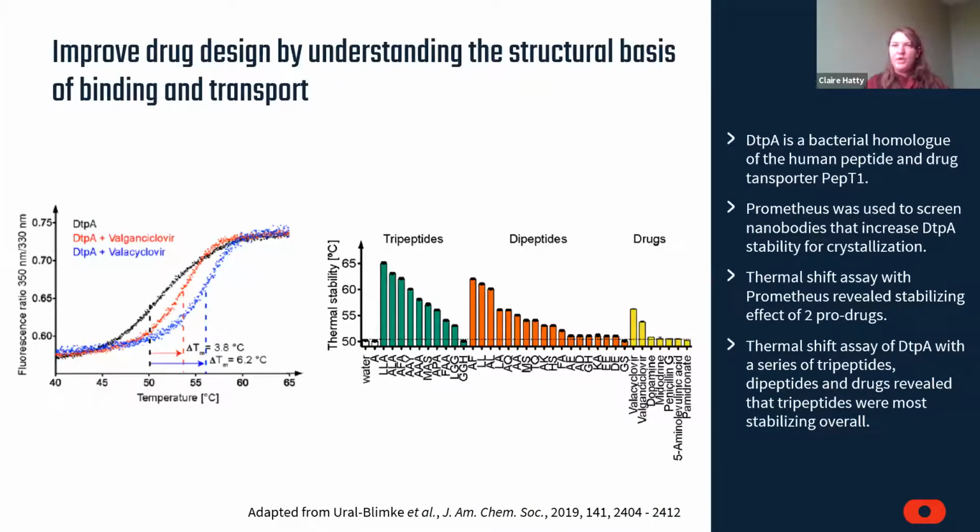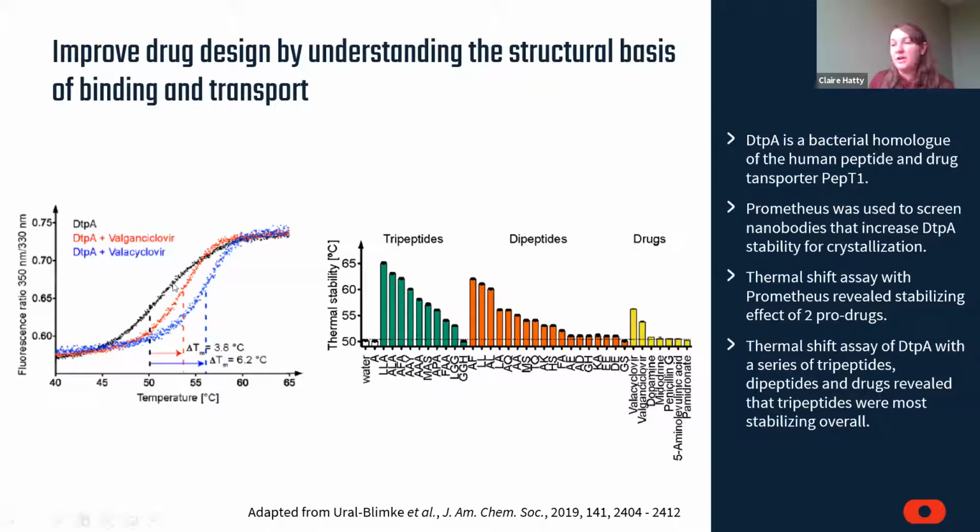In this next example, it uses both NanoDSF, which is a technique for measuring protein unfolding, and MST to help understand the structural basis of drug and peptide binding and transport. The human PEPT1 transporter is an important pharmacological target due to its role in drug uptake and transport. In this study, the researchers used a bacterial homologue, DtpA, to help better understand drug binding and transport of the human protein.